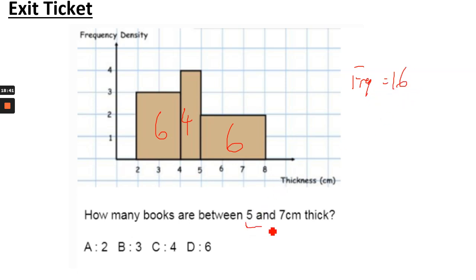Now, how many books are between 5 and 7? Well, we've got 3 columns here. So if we estimate that they're evenly spread, 5 to 7 is going to be 2/3 of this group. So 2/3 times 6 is going to be 4. So there are 4 books between 5 and 7 centimeters thick.